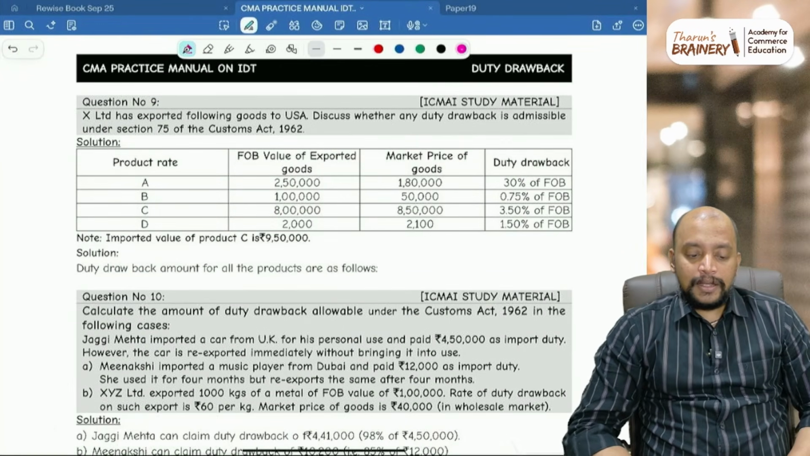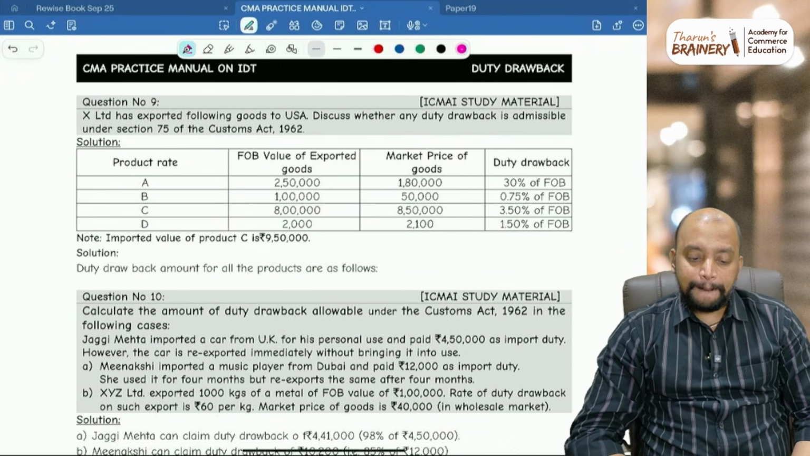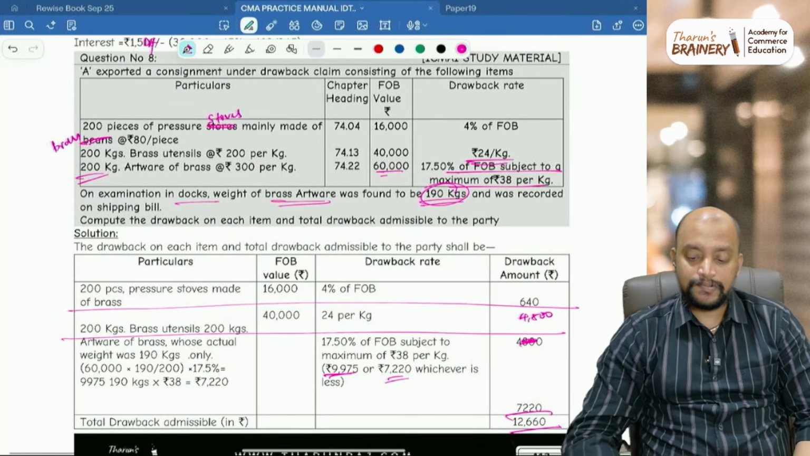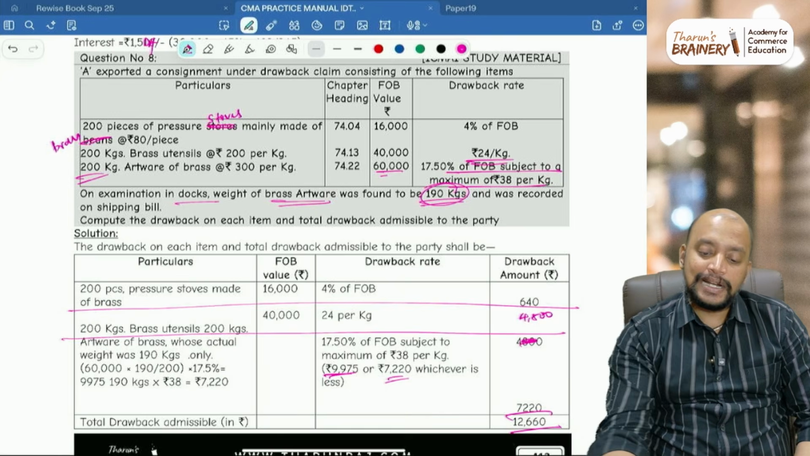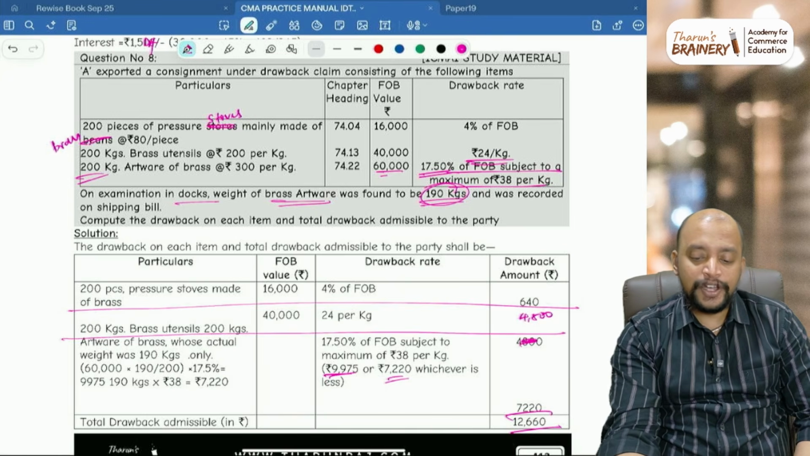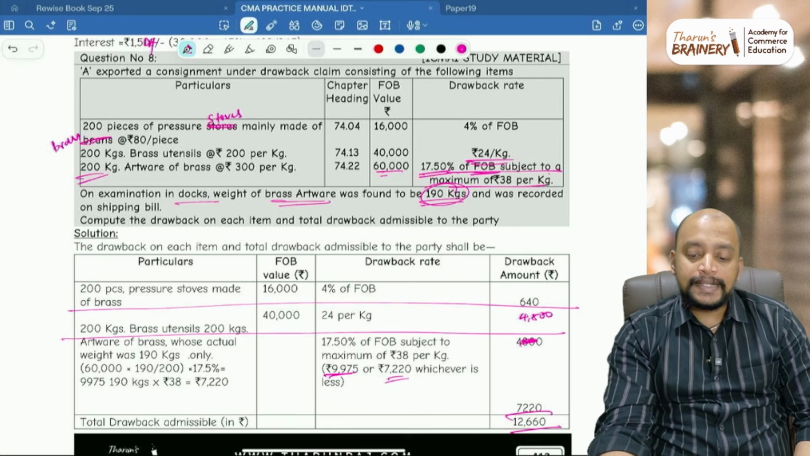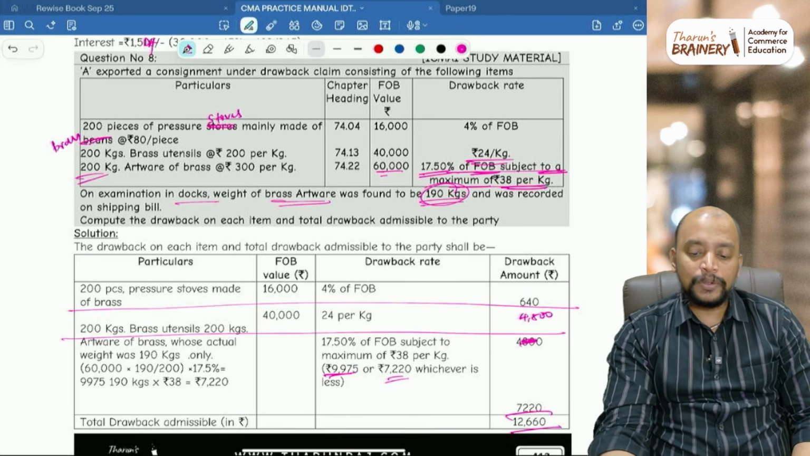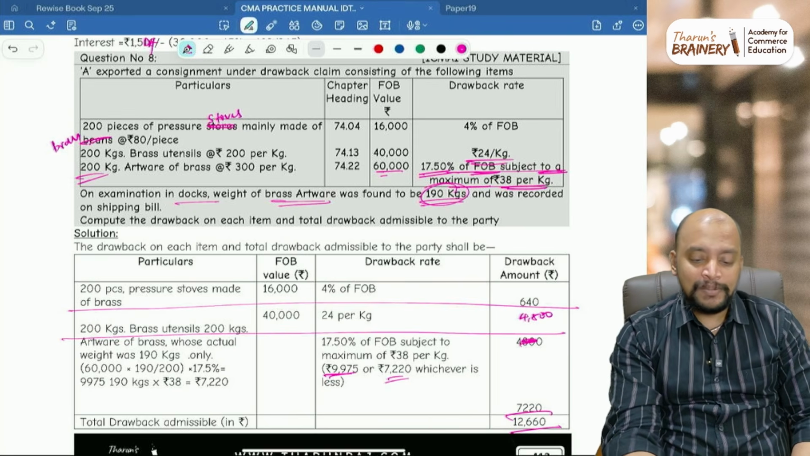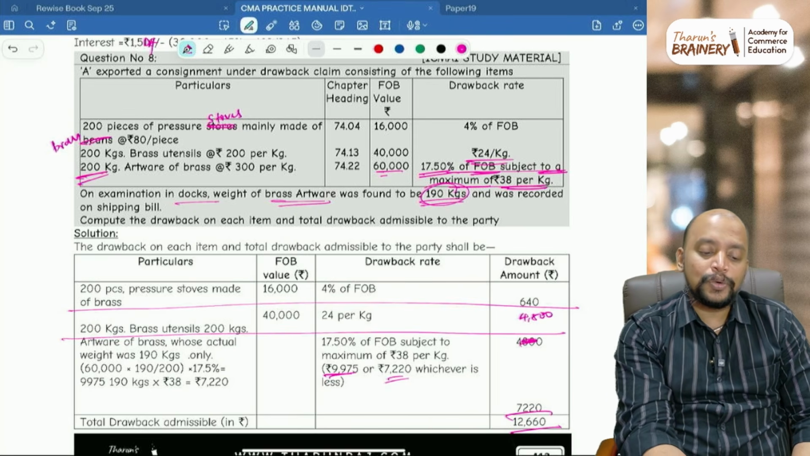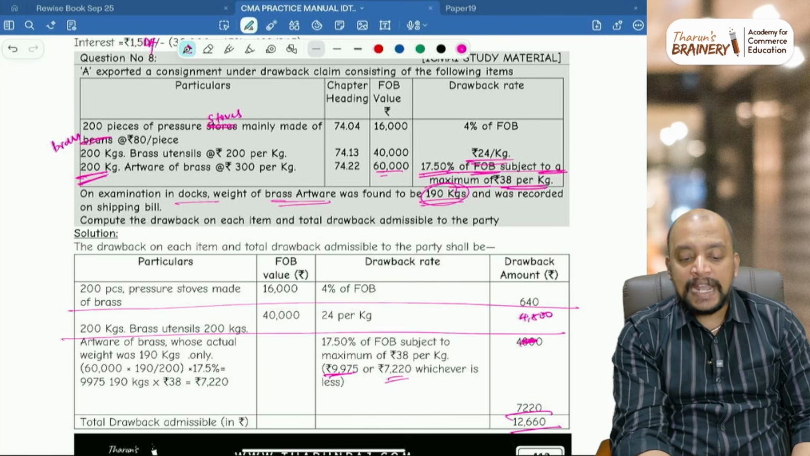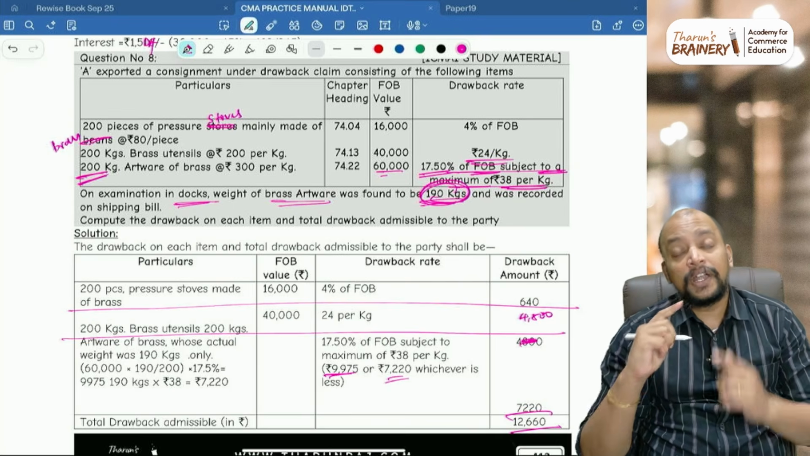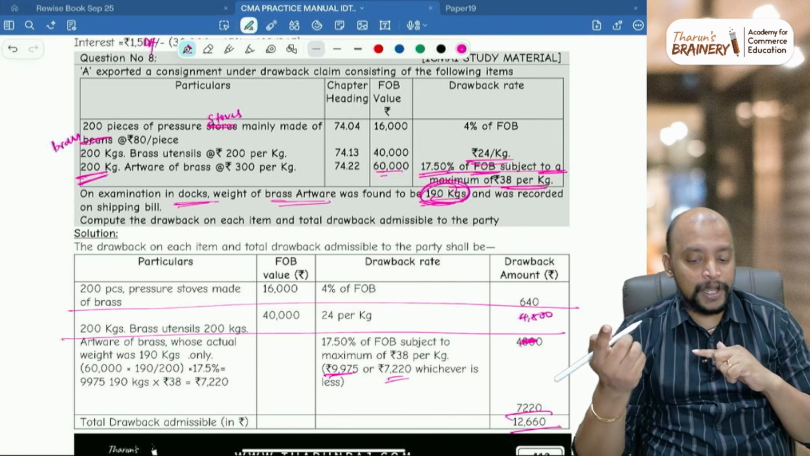Next, question number 9. This is a repeated question. Clearly it is given duty drawback is 17.5% of FOB subject to maximum 38 rupees per kg. So we need to take FOB, but the problem is that even though they have shown 200 kgs as export, on examination they came to know only 190 kgs is exported. Then only on exported quantity we will get duty drawback.